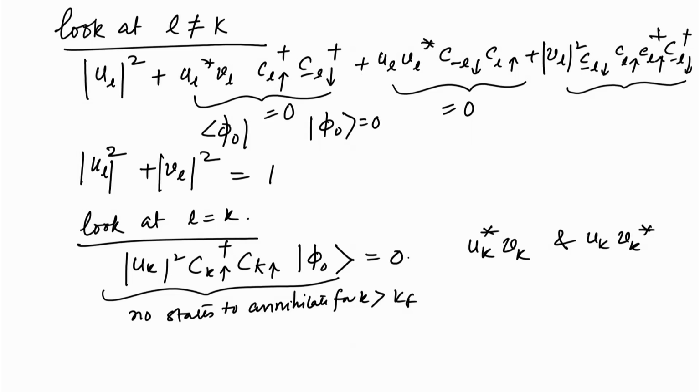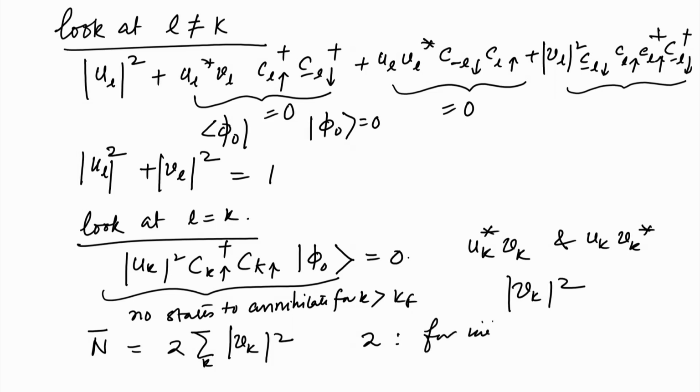So, the only term that contributes is the term with v_k square. So, this n average is equal to twice the sum over k of v_k square. So, that is the result. The 2 comes because of the pair, and v_k square is the probability of occupied states.